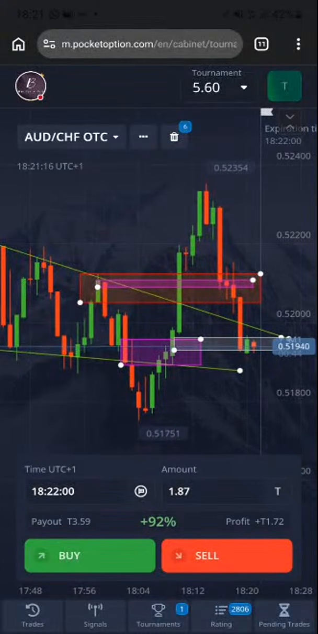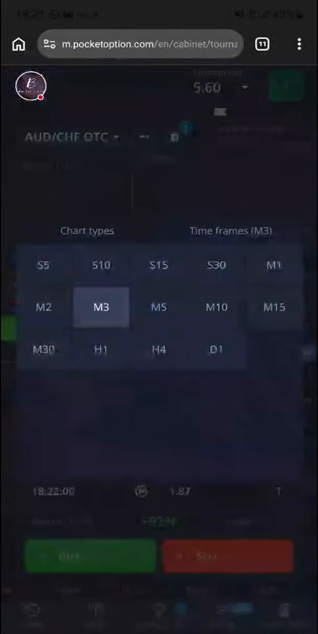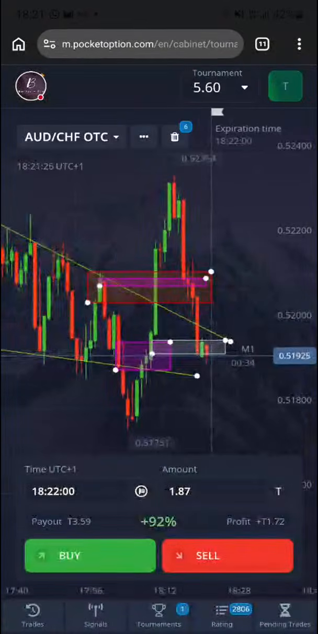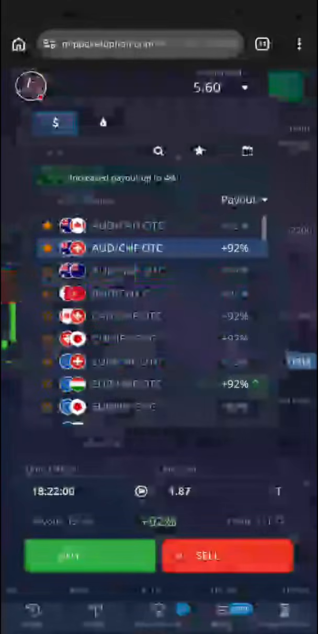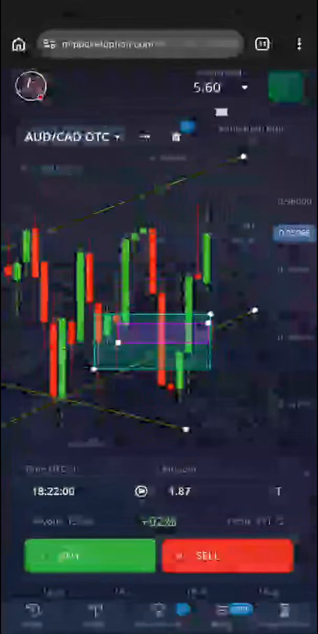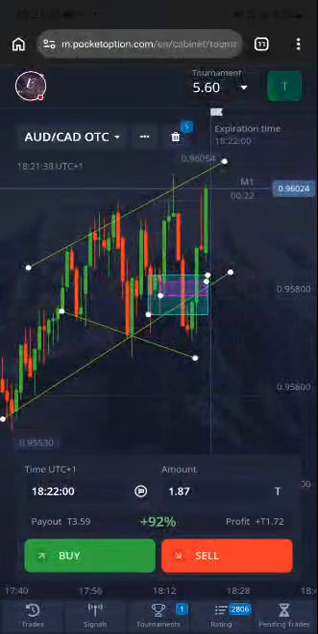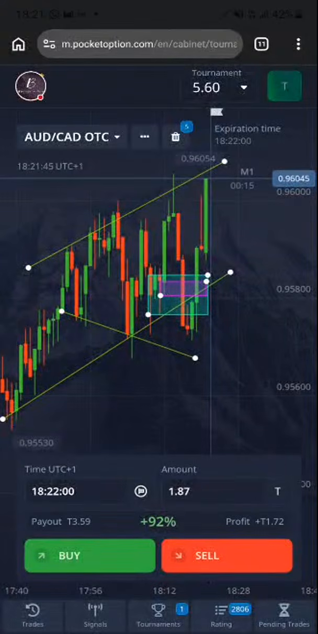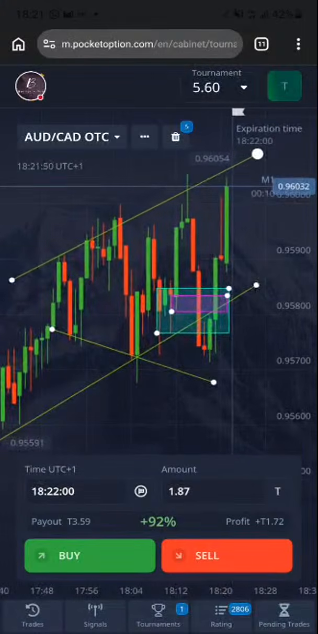Now, this area is actually a QM. Let me just check M3 to see if we have an engulf. No engulf. So this QM is not valid. Even though there's a QM here, it's not valid, so we're not going to take any trade here. I'm expecting sellers to come in here.